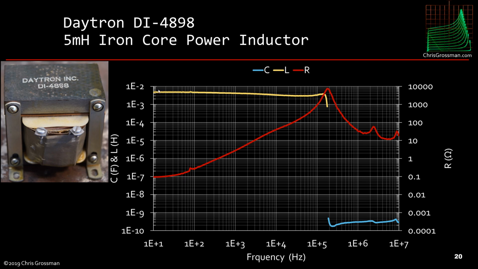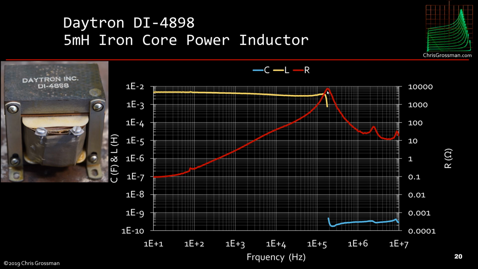Now, if we recalculate this and look at the inductance, we can see it's a fairly flat inductance out to 10 kilohertz and almost to 100 kilohertz. And then the capacitance, once we get past the resonance, is say 300-400 picofarads. So that's probably real. But we see here that the resistance actually rises steadily. It comes up and peaks at about 10K.